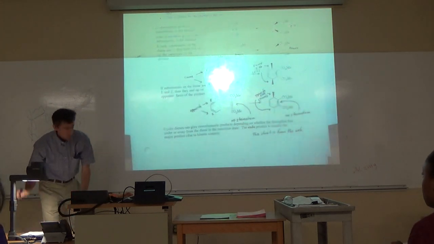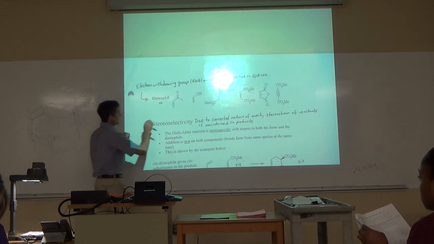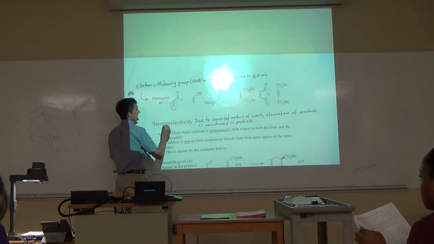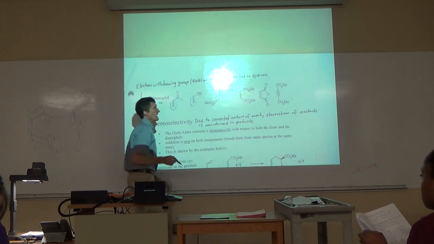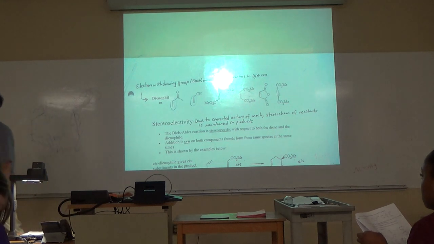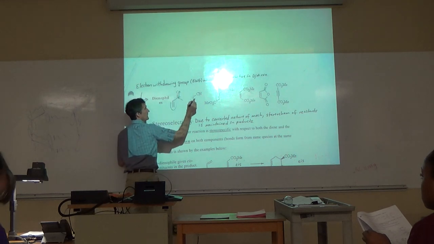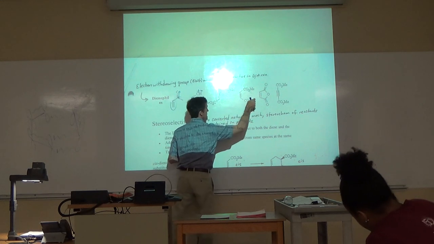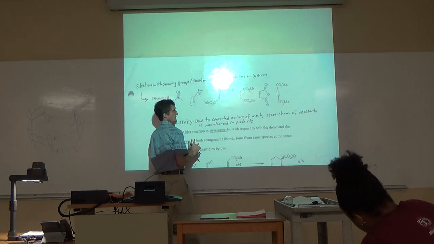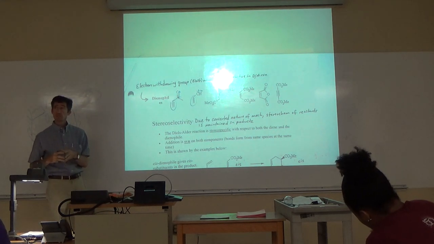The dienophile, like the alkene, you can circle them, typically has electron withdrawing groups attached to it. Like a carbonyl, or a cyano group, or in this case, two carbonyls. These are all electron withdrawing groups. They have an electronegative heteroatom.